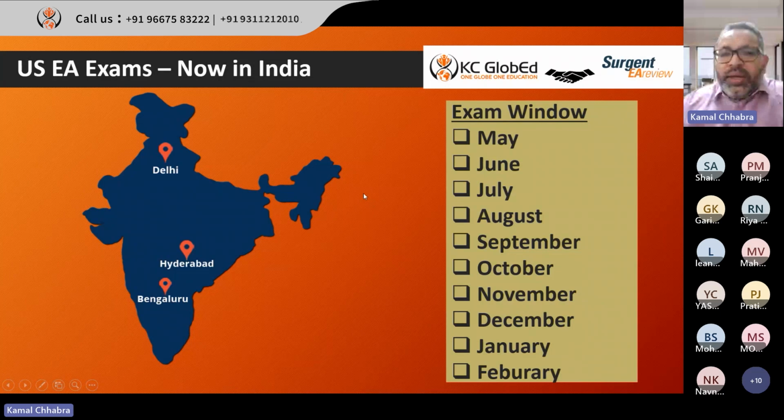And now I'll show you where all the exams are happening in India. Earlier the exams were only in the USA. But in 2021, they started three Prometric centers in India: one in Delhi, second in Hyderabad, and third in Bangalore. The exam window starts from 1st May to 28th of February. That means a 300-day exam window. You can sit for any exam, any date, in any sequence you like.